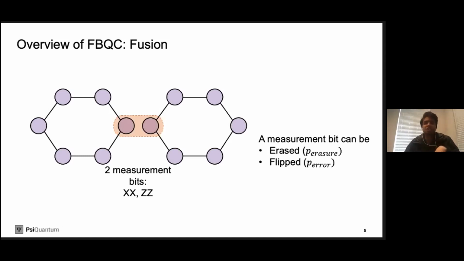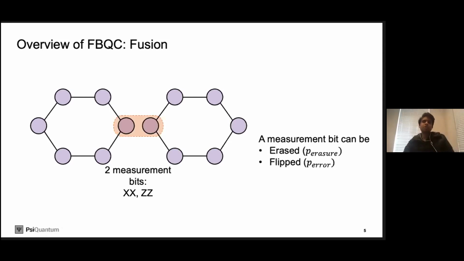So we'll be considering situations where we don't always get these measurements perfectly. These measurement results can either be erased, that is, a measurement is not obtained at all, or the measurement result can be flipped, that is, we can get the wrong answer from the measurement. While looking at fault tolerance, we will look at a model where every measurement is erased with probability P erasure and is flipped with some probability P error.